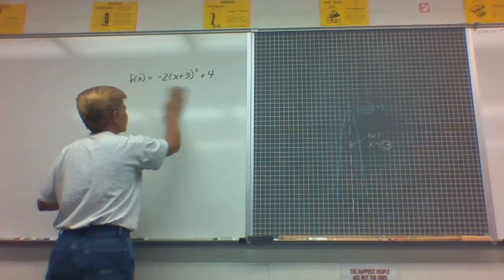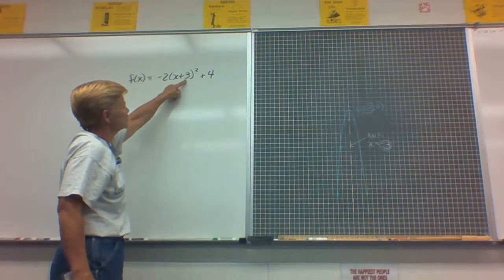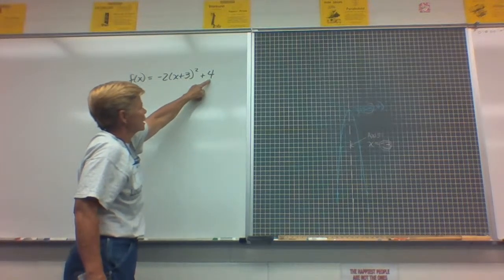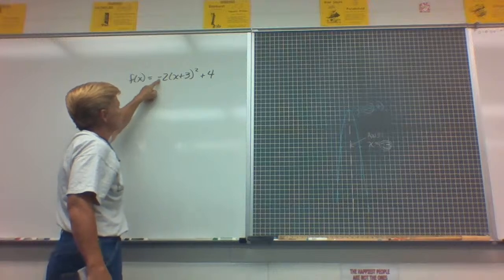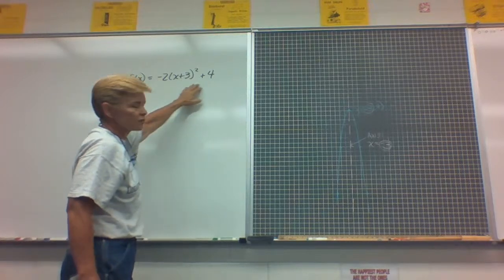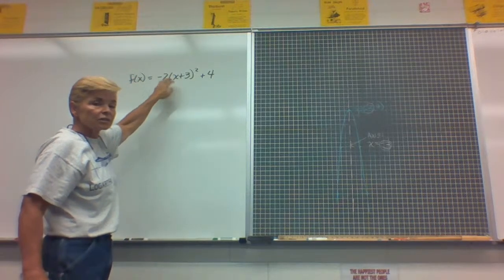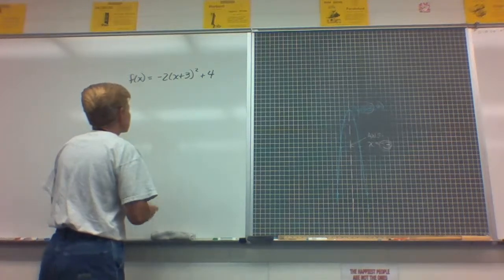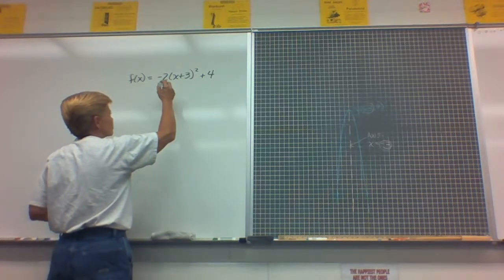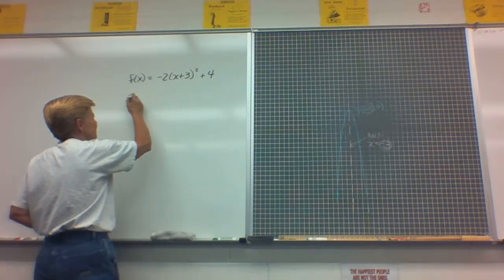The way example 1 was given to us was really easy to read: left 3, up 4, vertical stretch of 2, reflected over the x-axis. All that stuff was very easy to tell in this form. By the way, this form of an equation, or quadratic, is called vertex form. This is it in general.